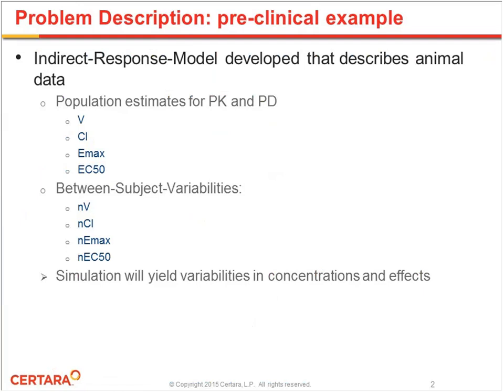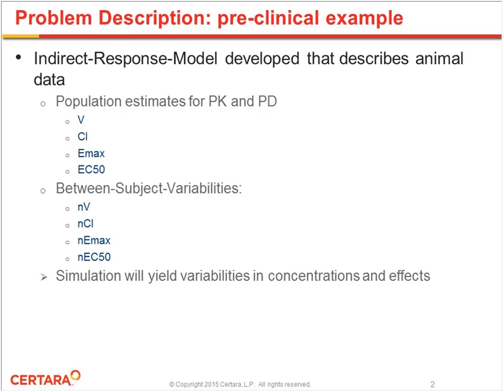As you may remember, in PML School, we have covered a series of indirect response models. I guess we call them turnover models. So please take a look at our published materials on our forum if you need more information about this specific type of model. For this model, the user had some good population estimates for PK parameters volume and clearance, as well as for PD parameters Emax and EC50.